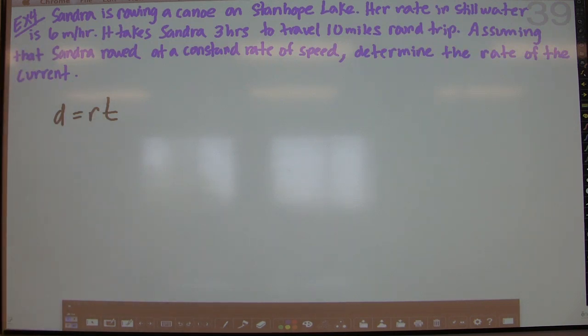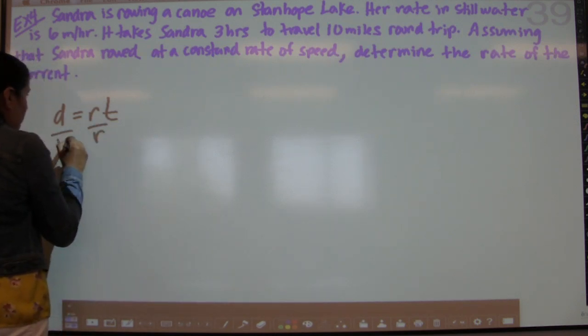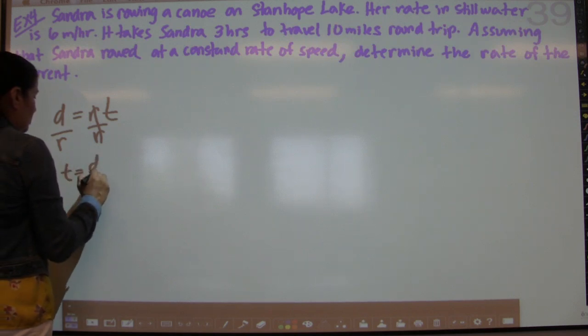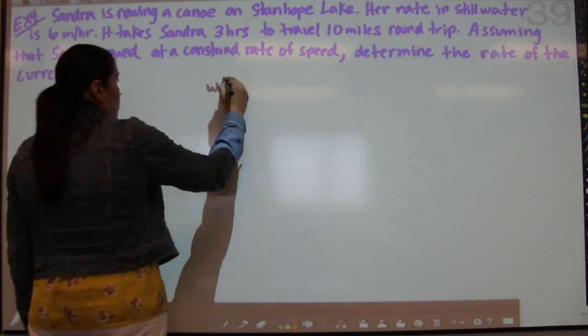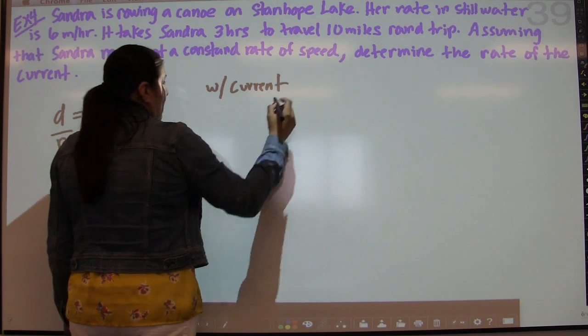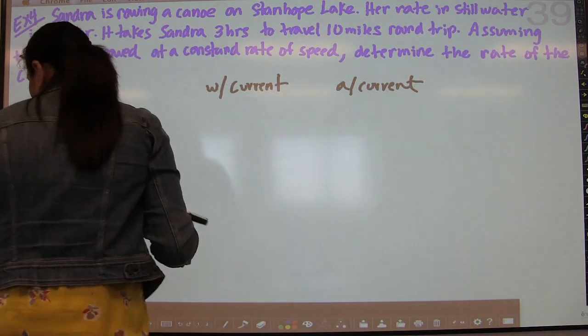But in this case, we want to determine the rate of the current. So we know what the time is. So if we solve this equation for time, we will have time is equal to distance over the rate. Now the distance we know is going to be 5 miles because it says that it takes Sandra 3 hours to travel 10 miles round trip. That means that it's 5 miles there and 5 miles back. All right, so the distance is going to be 5 miles. So you want to make a little table here. You have with the current, and then you have against the current. All right, and then of course you're going to have the total time.